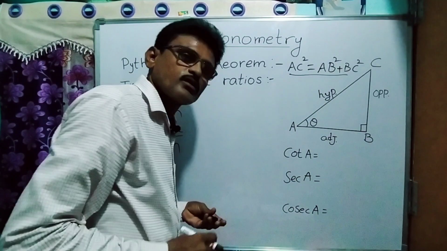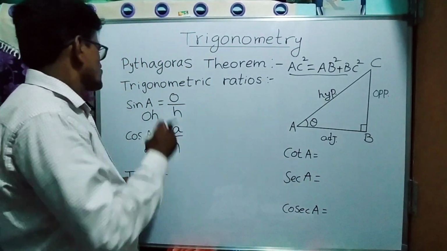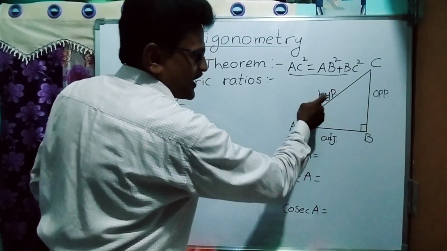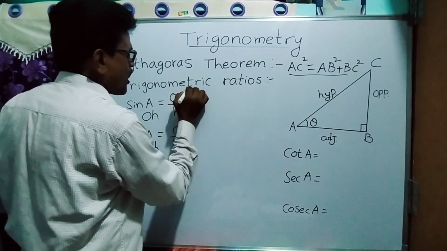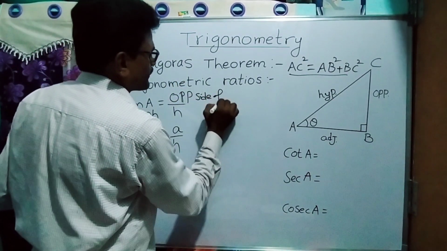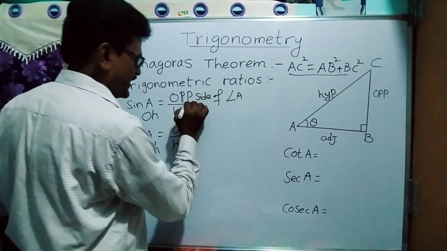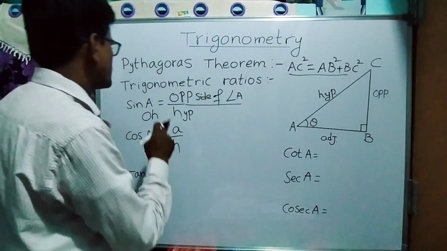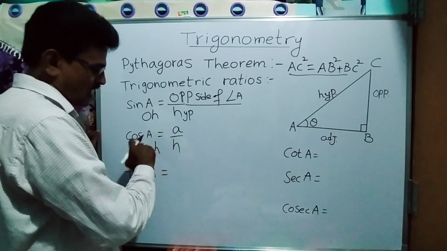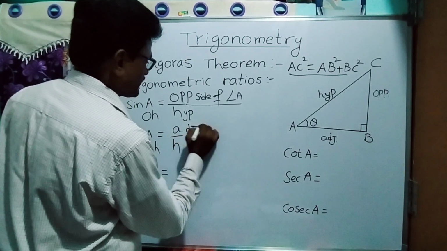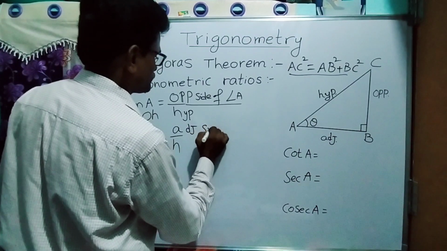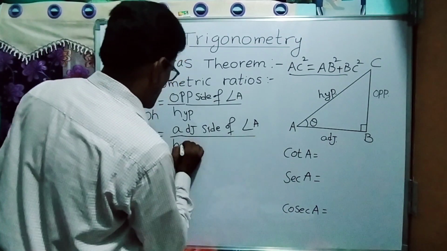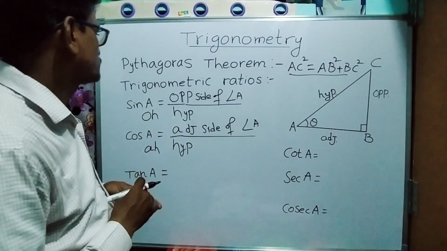Now, what is sin A? With respect to this acute angle, sin A is opposite by hypotenuse. So O by H means the opposite side of angle A by hypotenuse. Opposite by hypotenuse is said to be sin A. Now what is cos A? The adjacent side of angle A by hypotenuse. So simple. Remember these two.